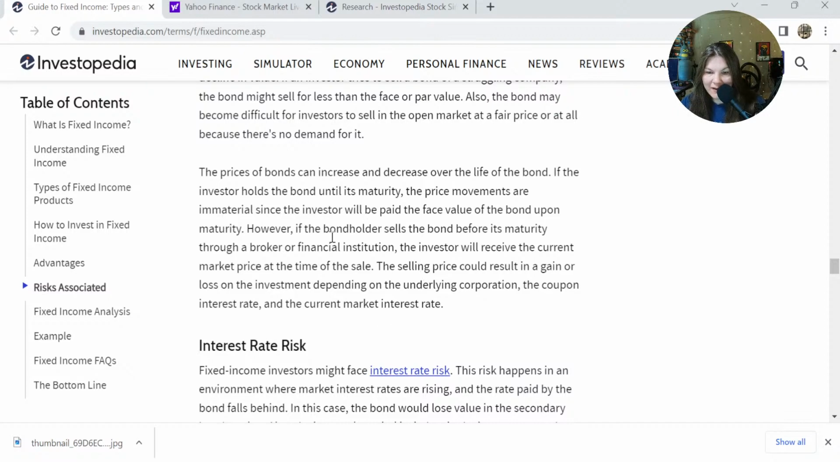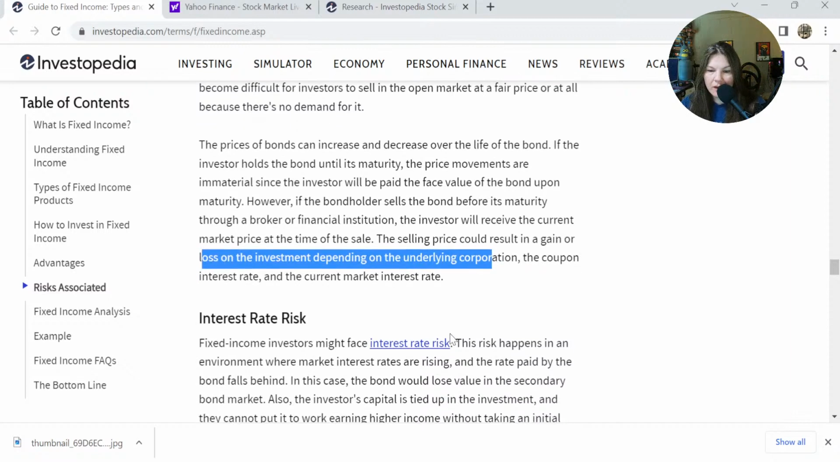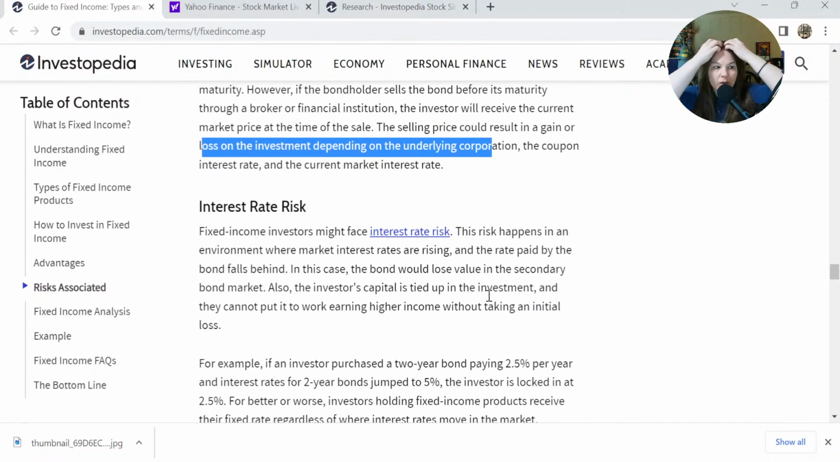So that's what SVB did, guys. They sold the bond before its maturity, and that resulted in a loss on their investment. So we could see how this actually works and how it affects people and why you have to be careful when interest rates are rising.